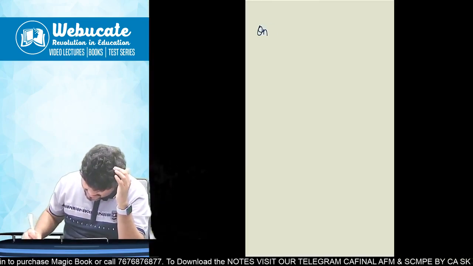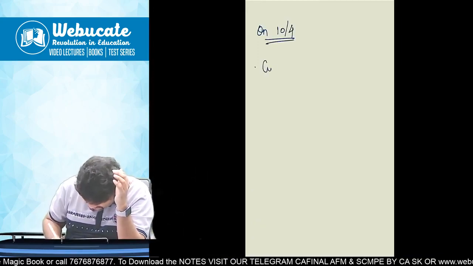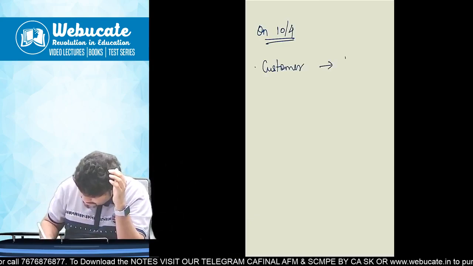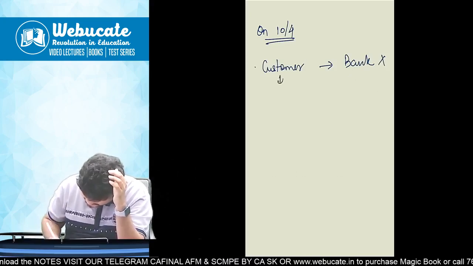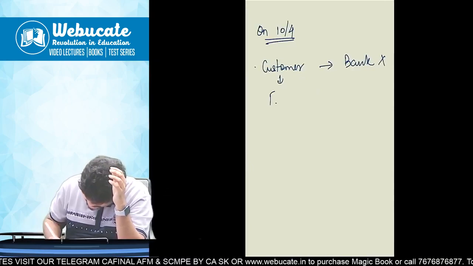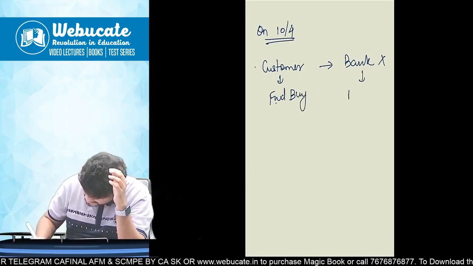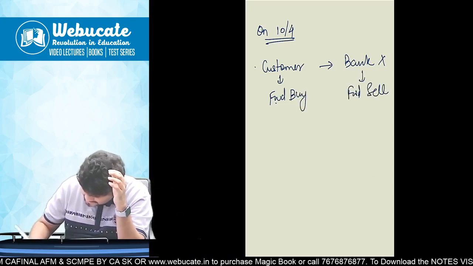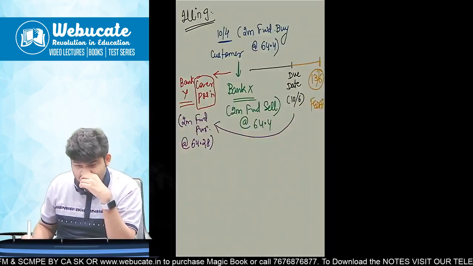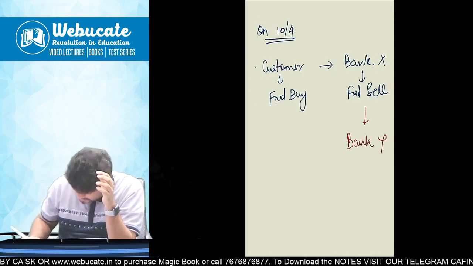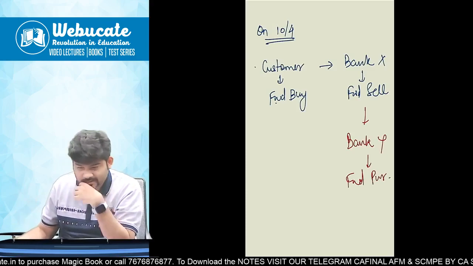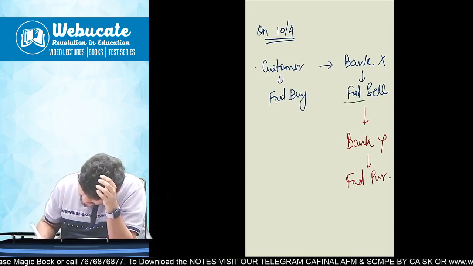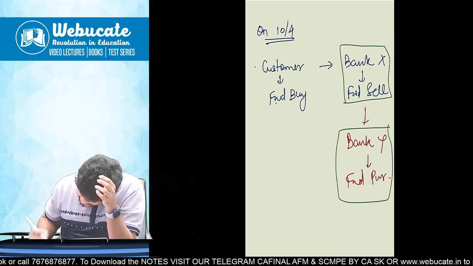So now I'll dictate it to you. Don't worry. On 10th April, what has happened? The customer has come to Bank X, and the customer is doing a forward buy. Bank X is doing a forward sell. Then from Bank X to Bank Y, a forward purchase. Right? So the customer is doing forward buy, Bank X is doing forward sell, and with Bank Y it is doing forward purchase.